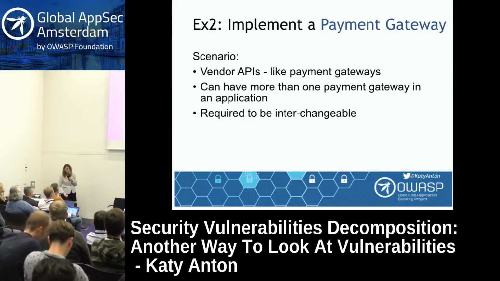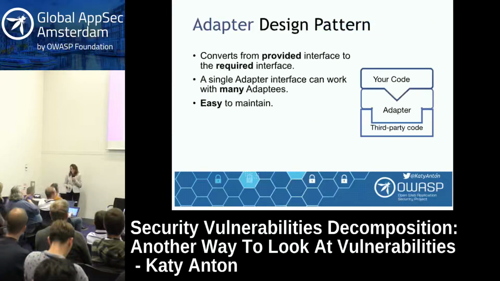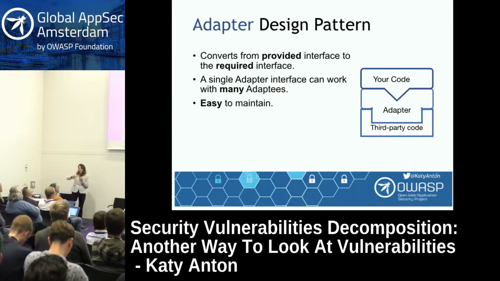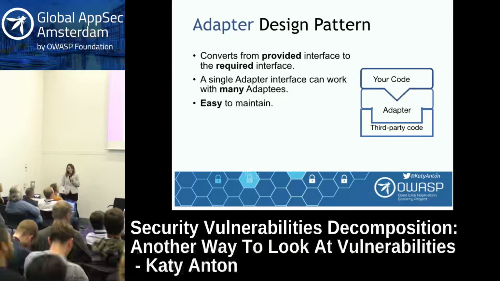So for this scenario, when you need to convert from the provided interface to the required interface, a good software design pattern is the adapter design pattern. This helps to convert from the provided interface, wherever the partner endpoints are, to what your software needs. Also, you can have multiple adaptees at the same time, so it's easy to switch between them. So if a partner becomes breached, this will allow you to quickly get control of your software and remove that partner.